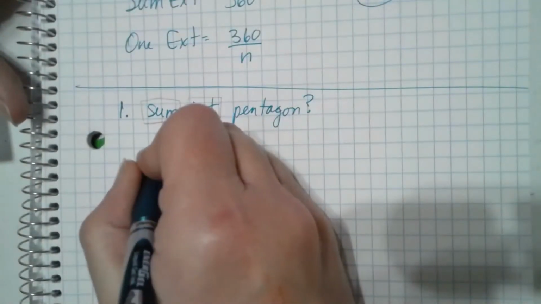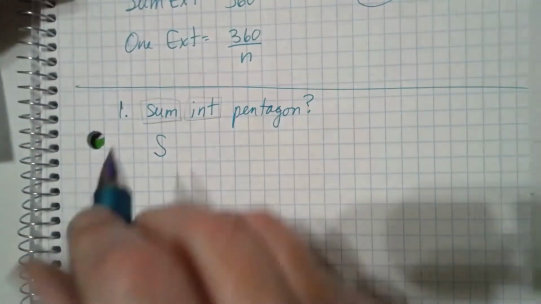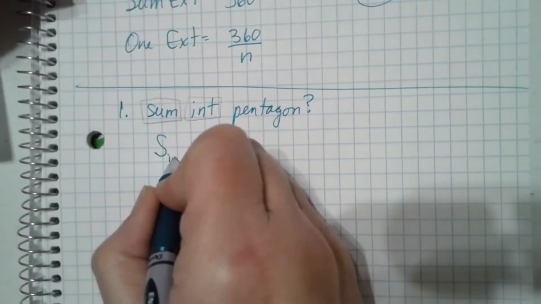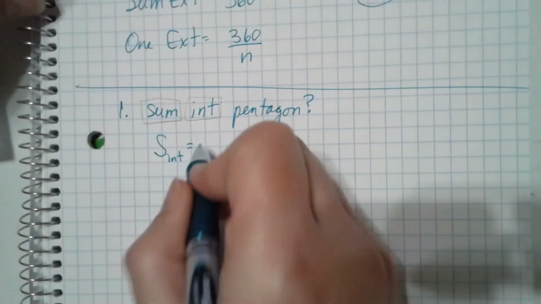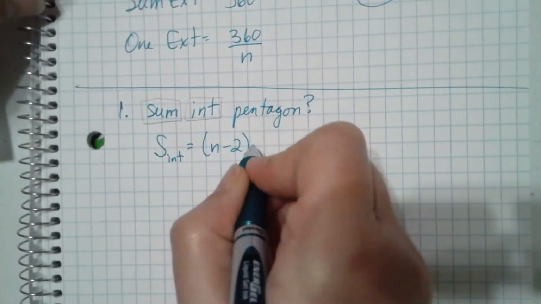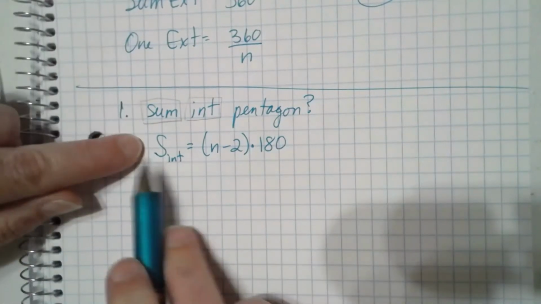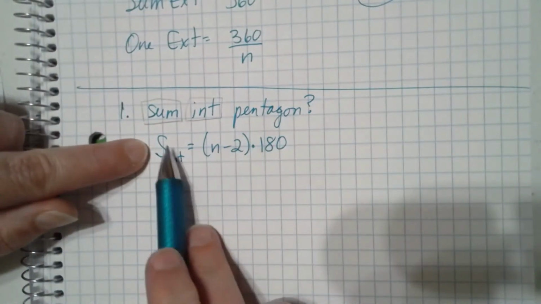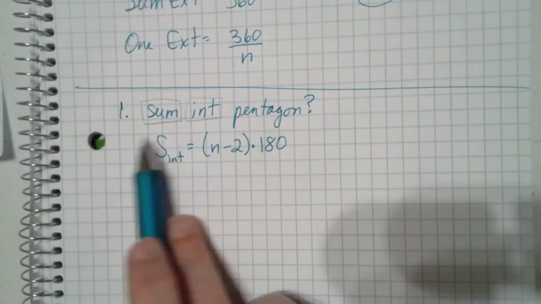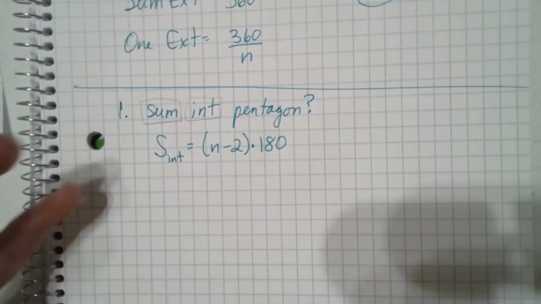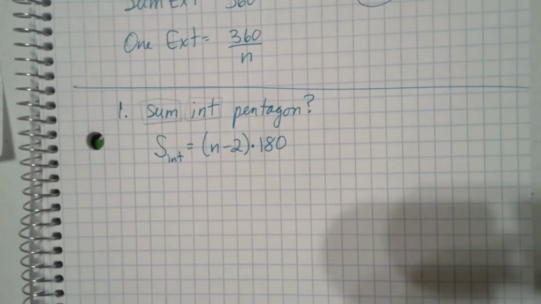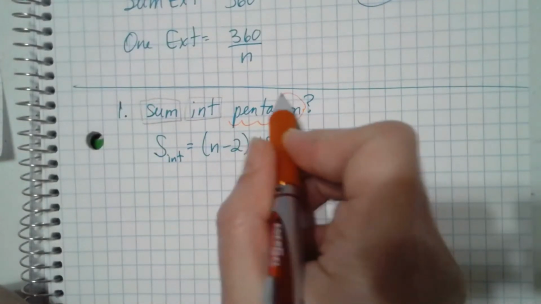Okay, and the reason that that's going to be important, I'm actually going to abbreviate a little bit more. S for sum, and then I'm going to put the int down here at the bottom. So sum of the interior equals n minus 2 times 180. The reason that this is important is because eventually we're going to be given this sum, and they're going to ask us to work backwards to solve for the number of sides. So as long as we continue to put that in there, it won't freak us out when we get to that point. The other thing that this tells us is that our shape is a pentagon.